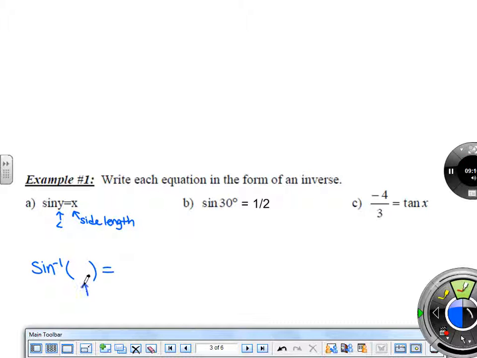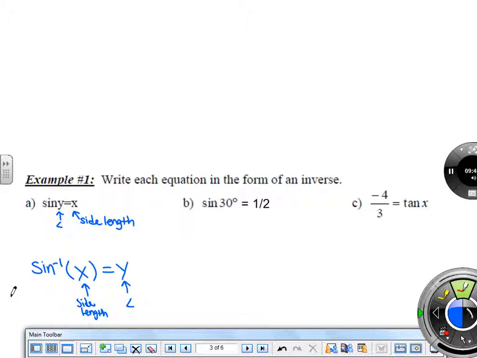Then the input here, like we talked about, now they should give me the side length as the input, and the output should be the angle. Okay? So if we turned this problem into a problem about sine inverse, x would have to be in here, because you have to take the inverse of a side length, and then the angle would have to be your answer, which would be y in this case. Okay? So this is the same information written in two ways.